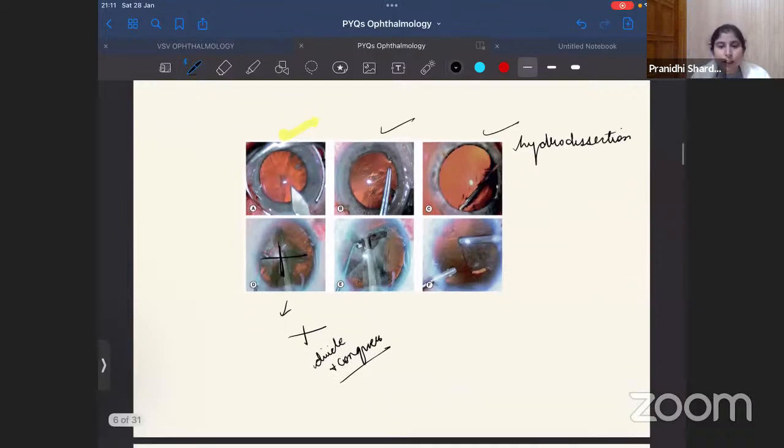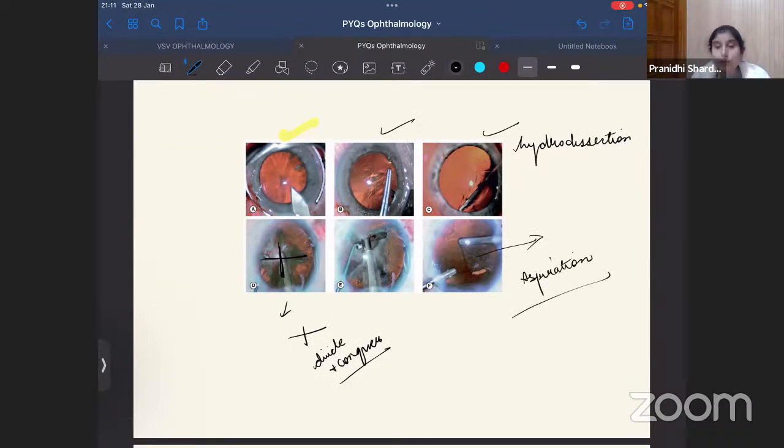We are emulsifying the nucleus. And this is the aspiration of the cortex. Now, you also have to learn about the complications of the cataract. These are just the questions of just one important topic, but you have to revise the whole topic. So you have to revise the surgery as well as the complications of the cataract surgery. And one complication we did, that is the post-operative endophthalmitis.